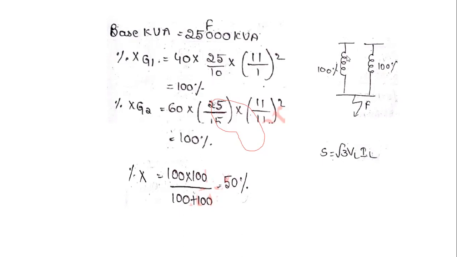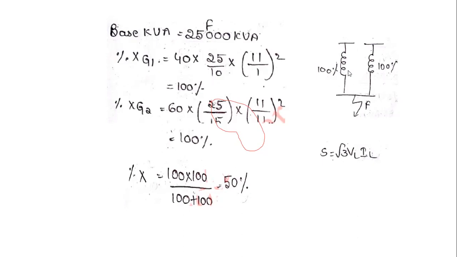Then we write down the reactance diagram. What is the equivalent reactance for generator G1? This is the reactance for generator G1 and this is the reactance for generator G2. What is the Xg1 value? 100%, and Xg2 is also equal to 100%. Next, we calculate the total percentage X.